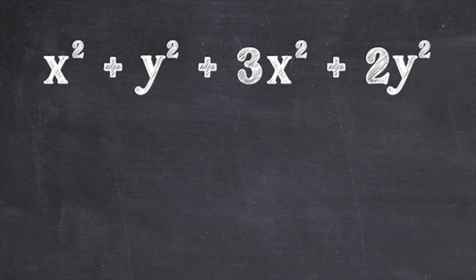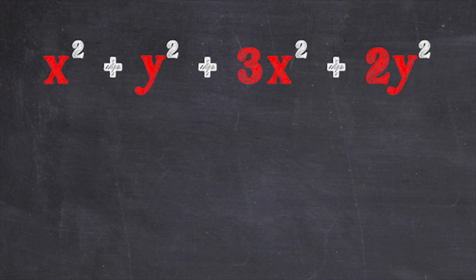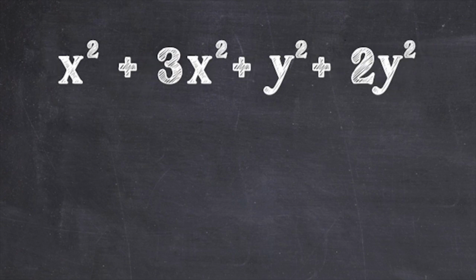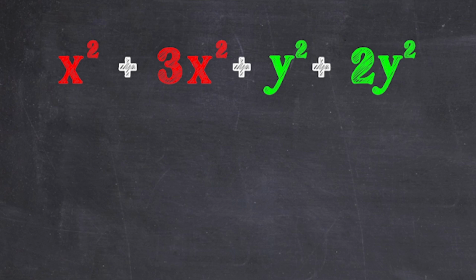This algebraic expression has 4 terms too, but the variables have exponents. But that's not a cause for concern, because all we need to do is combine the terms with similar variables or variables with the same exponent. Here, x squared and 3x squared are the like terms, whereas y squared and 2y squared are another pair of like terms. Rearrange the 4 terms of the expression so that the pairs of like terms are together.